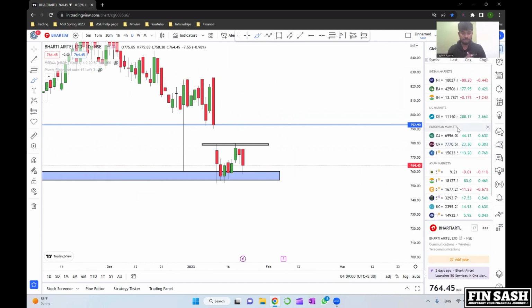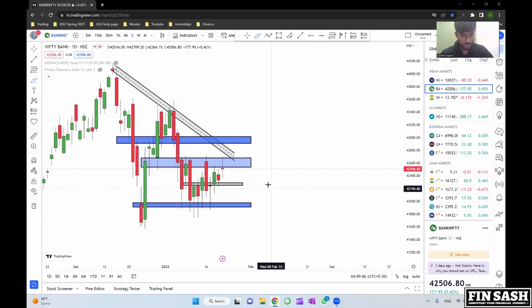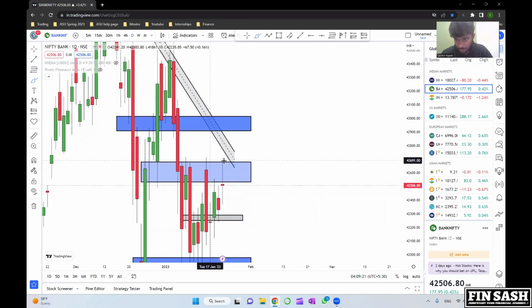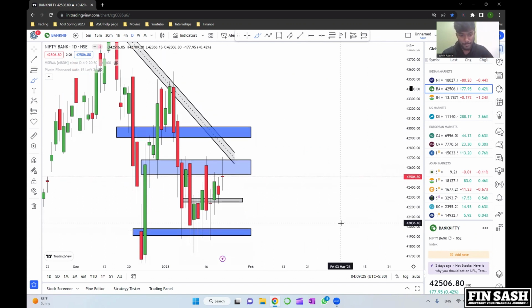Okay, guys, so that's about it for this video. So a quick recap about everything. So I'm bearish on Bank Nifty. So if it comes here and gives me a red candle, this is my first target. This is my second target. And if I short, I'll be shorting 42,700. So that's my level. Yeah, that's for Bank Nifty.